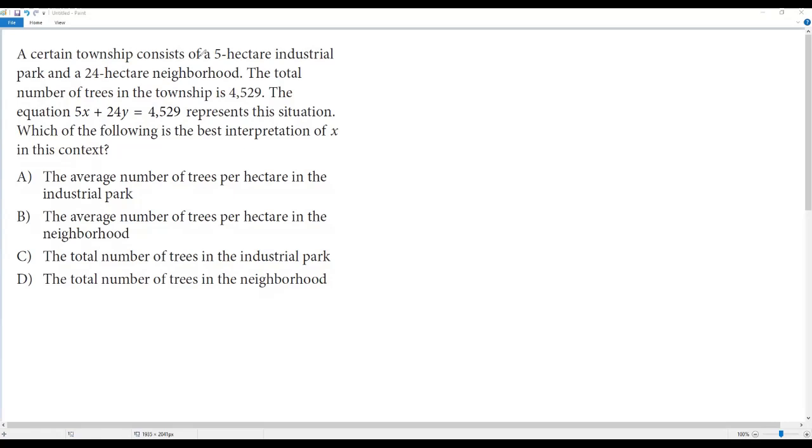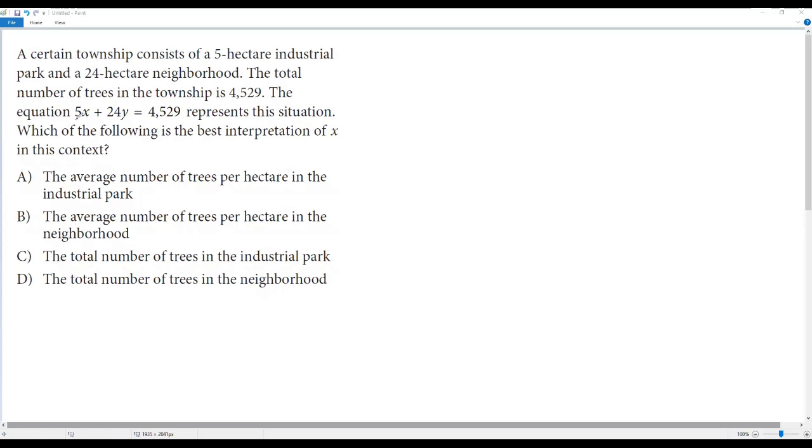A certain township consists of a 5-hectare industrial park and a 24-hectare neighborhood. The total number of trees in the township is 4,529. The equation 5x + 24y = 4,529 represents this situation. Which of the following is the best interpretation of x in this context?